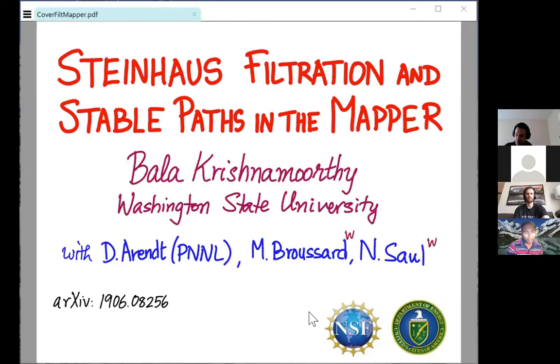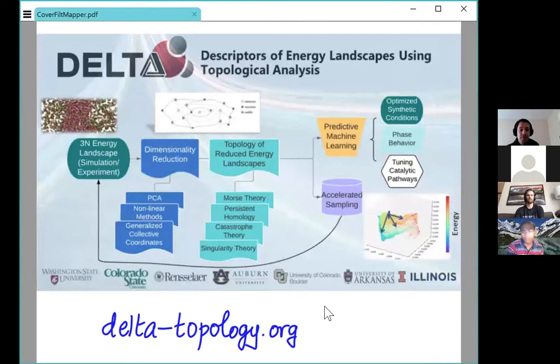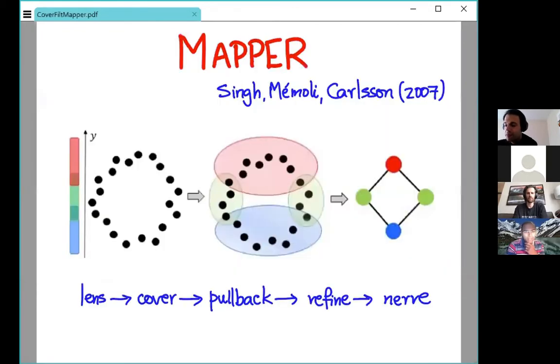And one word about NSF, I'm actually part of a multi-institution team working on TDA in studying energy landscapes. So this is both an acknowledgement as well as a pitch for this project. This is an NSF HDR project called Delta Topology. We are using persistent homology, Morse theory, and other techniques to come up with characterizations of energy landscape. So I encourage you guys to check it out. So let me get started.